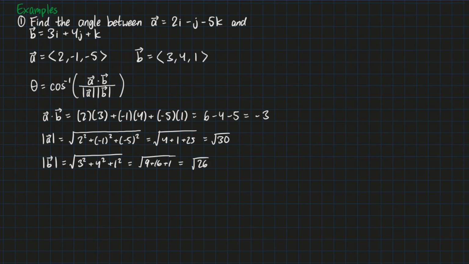Now putting it all in the equation, we get theta is equal to the inverse cosine of negative 3 over radical 30 times radical 26. So theta equals 96.17 degrees, or in radians it's 1.678 radians.